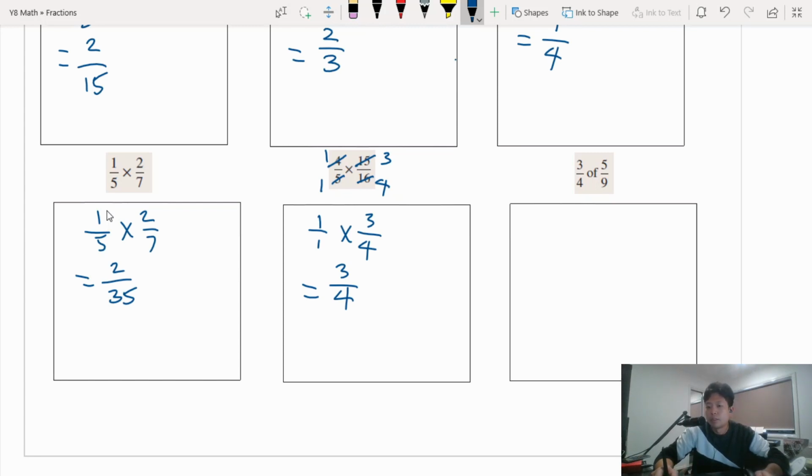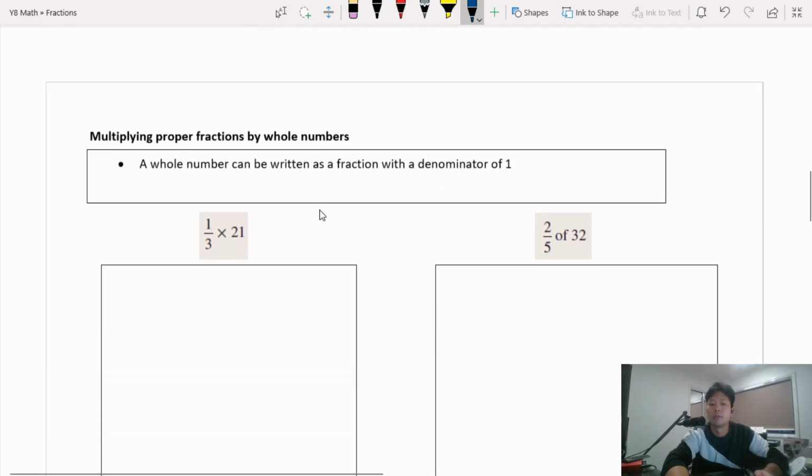And for this question, I can see one thing that we can simplify. We can simplify the 3 and the 9. They're both divisible by 3, so that gives us 1 and 3. So our question is now 1 over 4 times 5 over 3, and that gives us a value of 5 over 12. Alright, let's move on to the next topic.